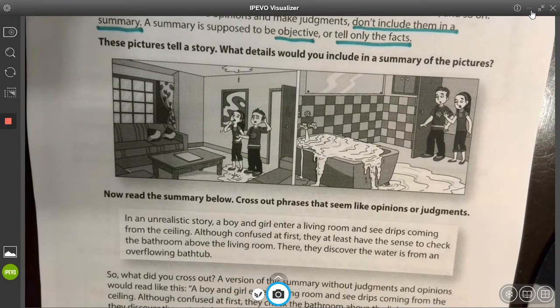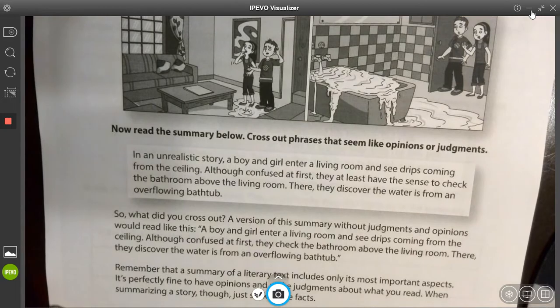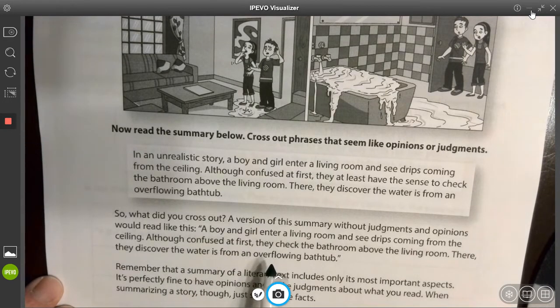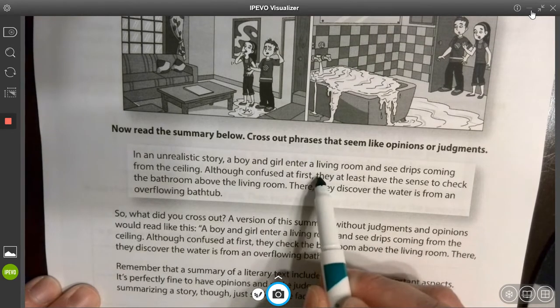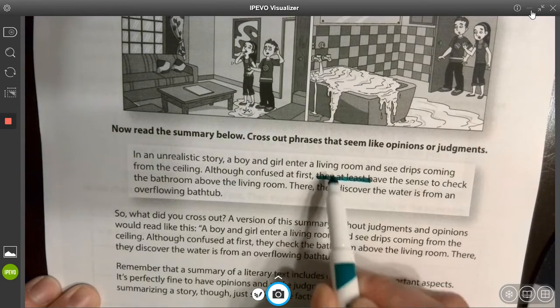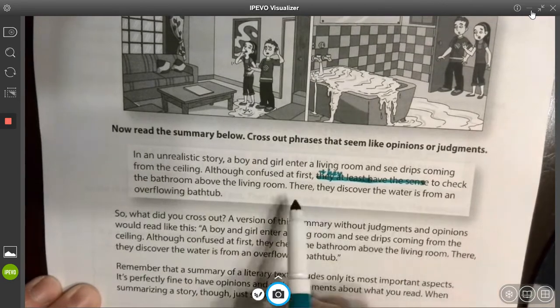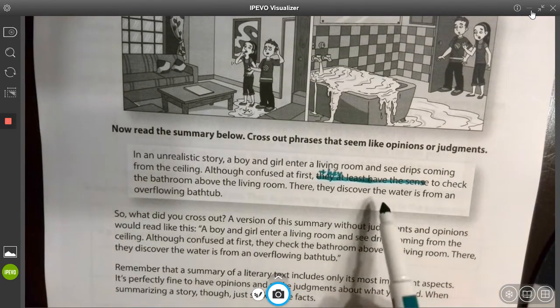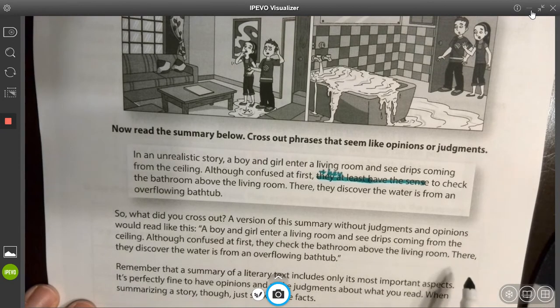A version of this without judgments and opinions would be: a boy and girl enter a living room and see drips coming from the ceiling. Although confused at first, they check the bathroom above the living room. So "they at least have the sense to check", well, I guess you keep "they", they check the bathroom. So that's an opinion. That's kind of making a judgment about their character. There they discover the waters from an overflowing bathtub.